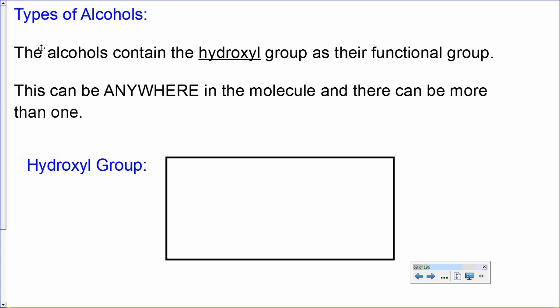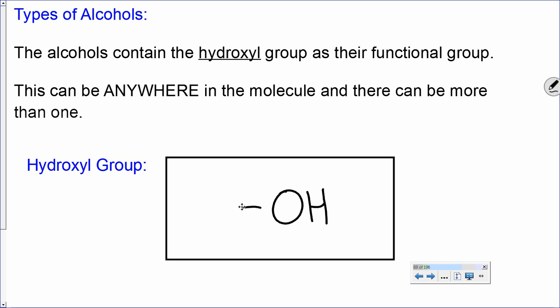Types of alcohols and benzene. We're going to briefly mention benzene. You do need to know a little bit about some of the types of alcohols, so we'll mainly focus on that. Alcohols contain the hydroxy functional group as their functional group. This can be anywhere in the molecule, and again, that's that OH group.